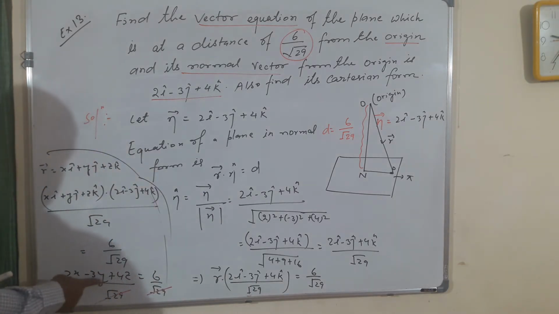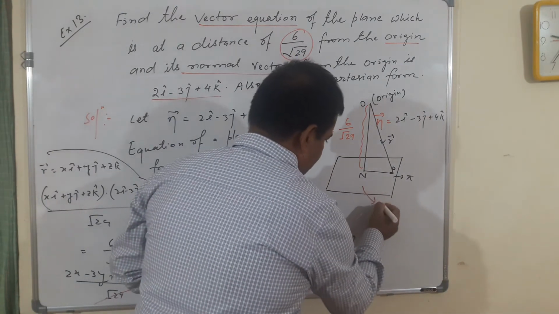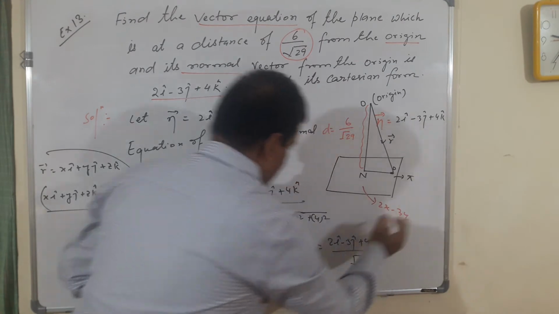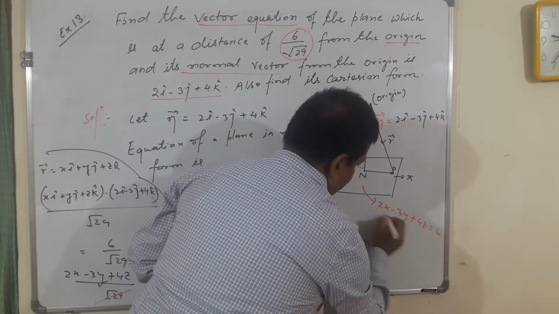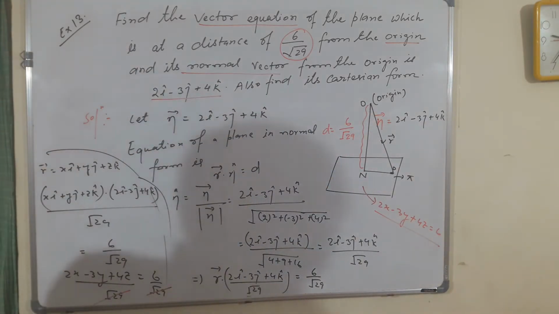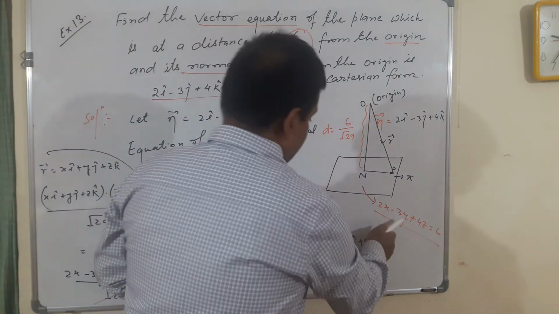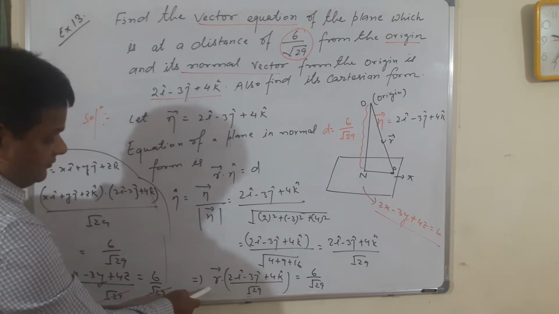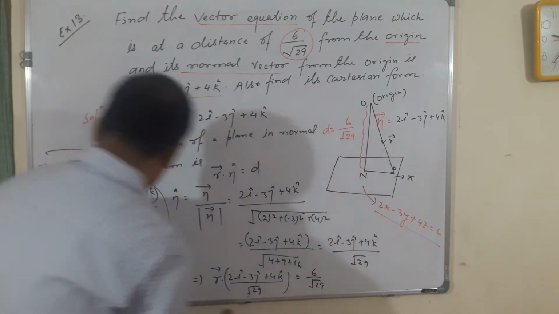So you will get the equation of a plane: 2x minus 3y plus 4z. The equation of the plane is 2x minus 3y plus 4z is equal to 6. So this is the required equation of a plane. This is in Cartesian form, and this one is given in vector form.